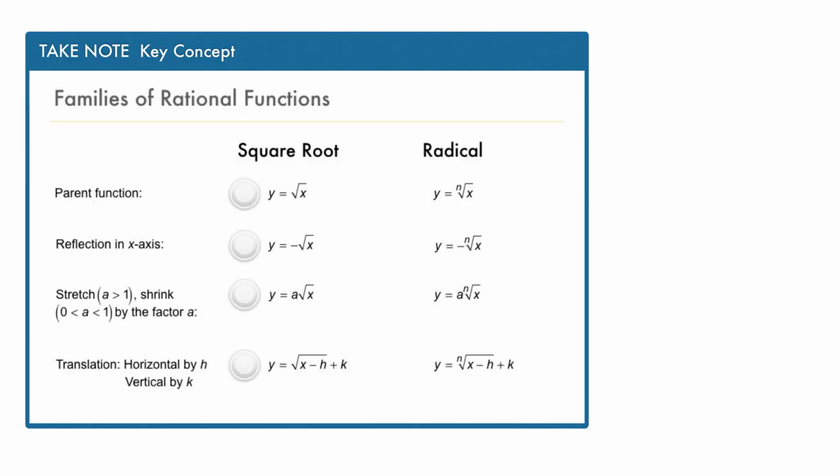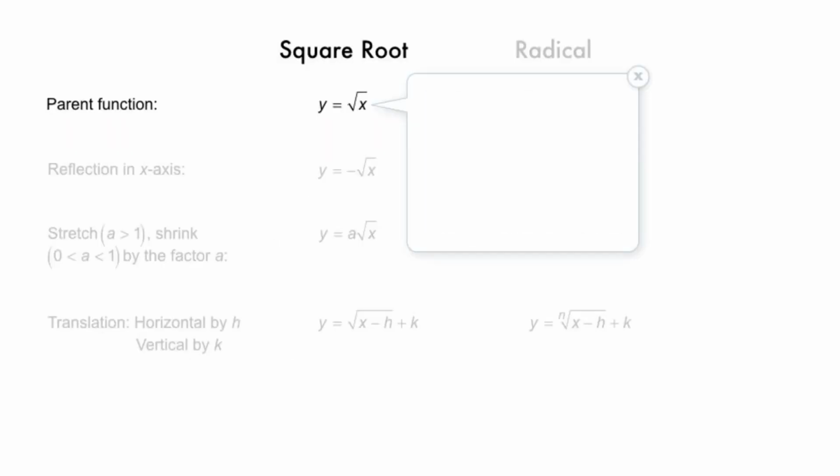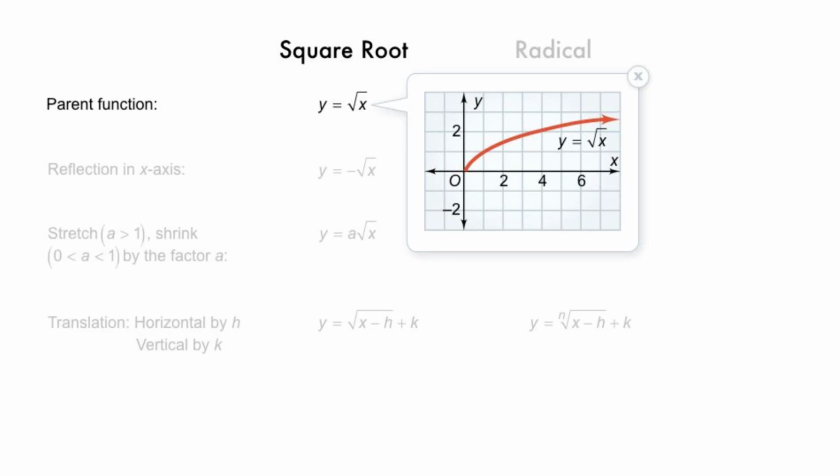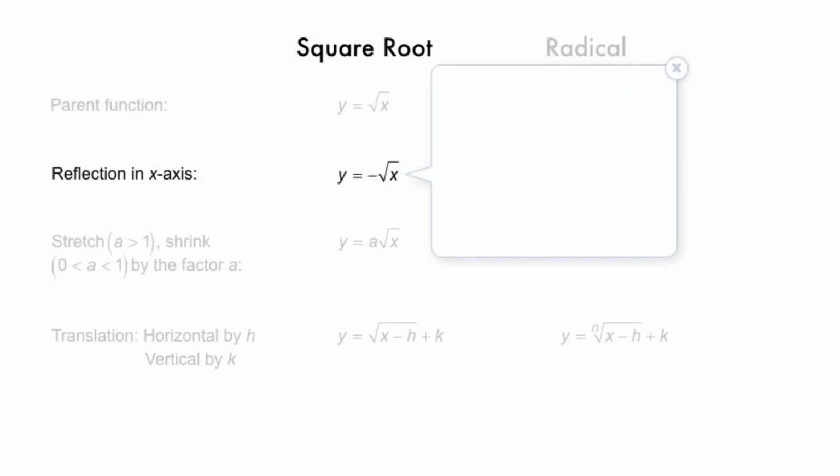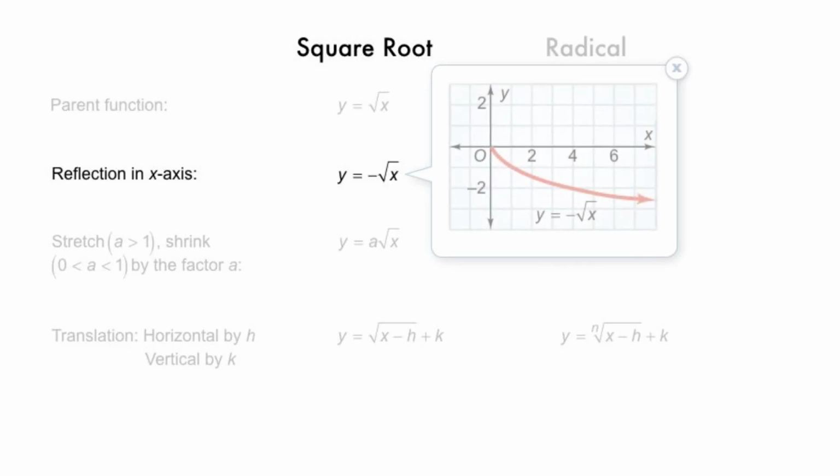Take note of the information on this slide, but we'll see this information in greater detail in future slides. Families of radical functions. First, the parent function of the square root functions, y equals the square root of x. Here we see it graphed. Reflection of that graph in the x-axis is y equals the negative of the square root of x, graphed here and reflected about the x-axis.